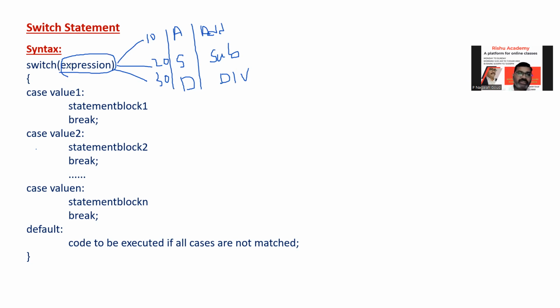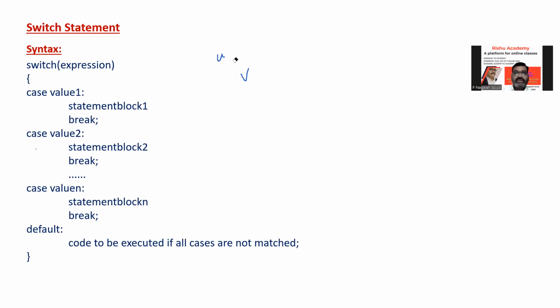Where is the switch variable? This expression is the switch variable. In the switch variable, we can store integer numbers, or characters, or strings, right? And it also contains a list of case values. Look at this. It has a list of case values.